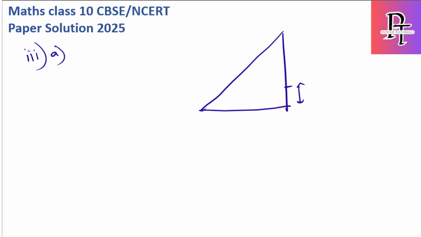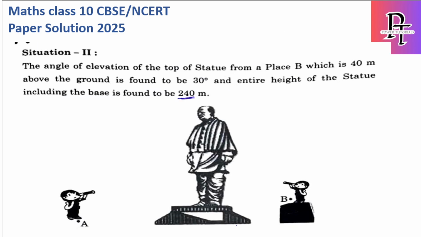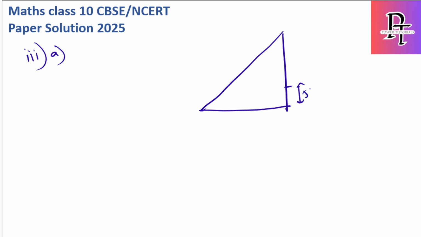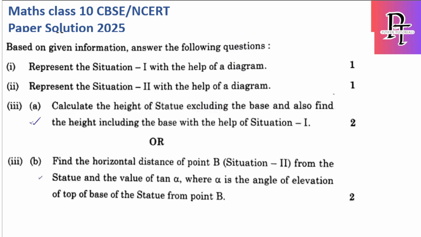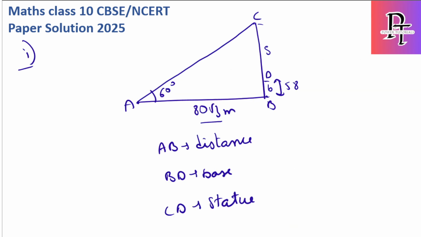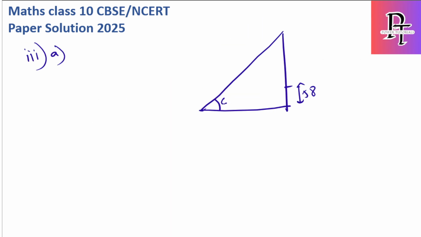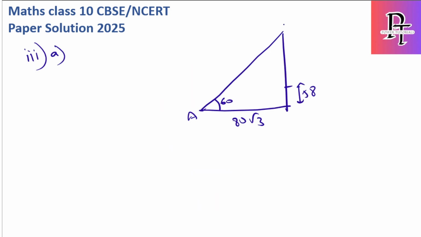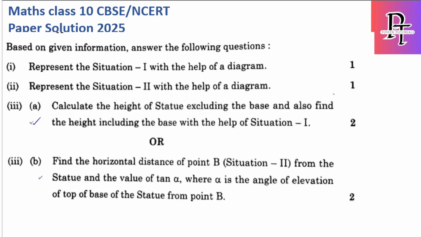How much do we have for the base height? The base is 58. Okay, this angle we have, which is 60, and the distance 80 root 3. I'll draw the same. Yes, C, D, and B. Okay, so what is the question?